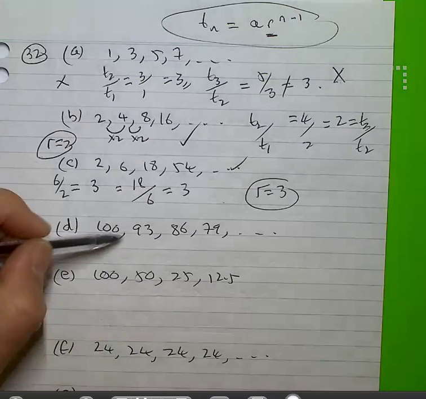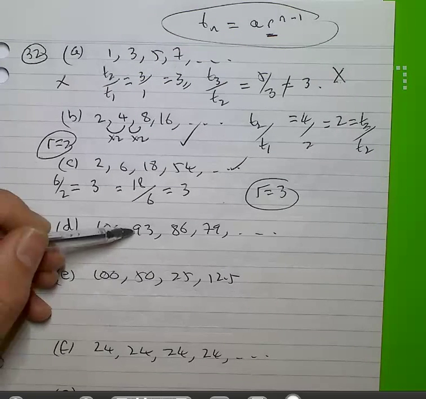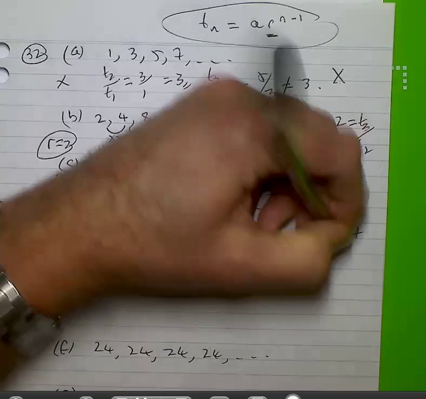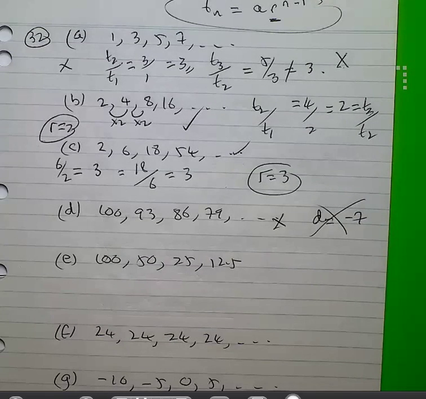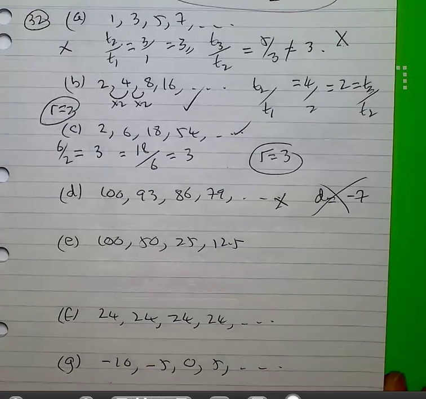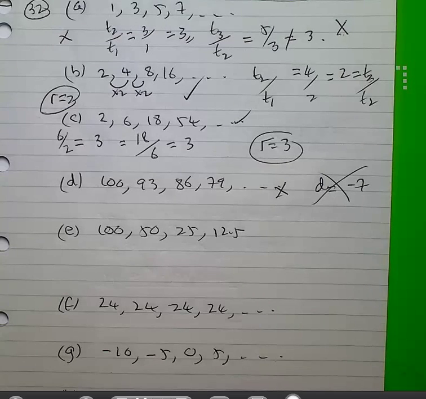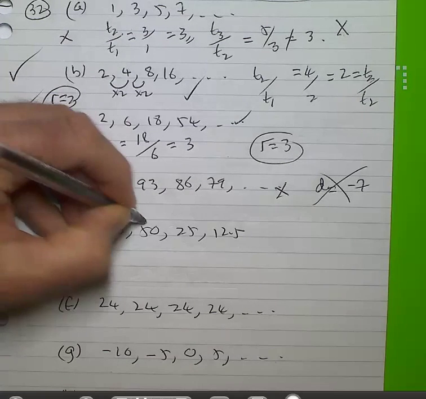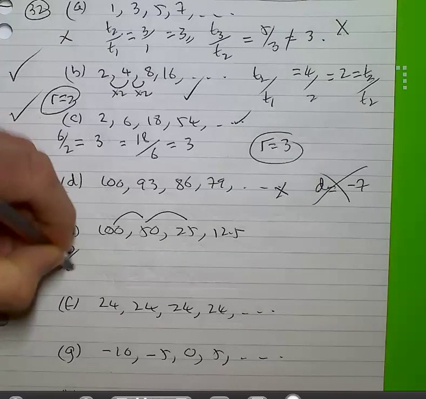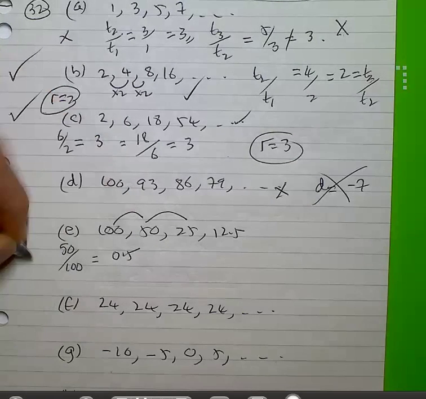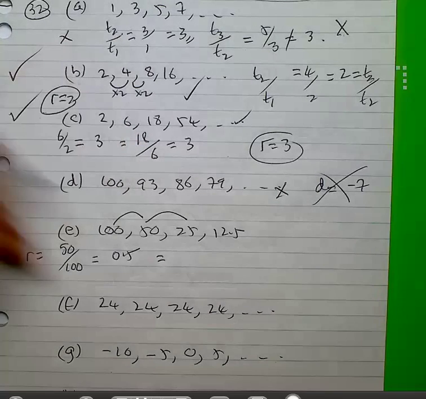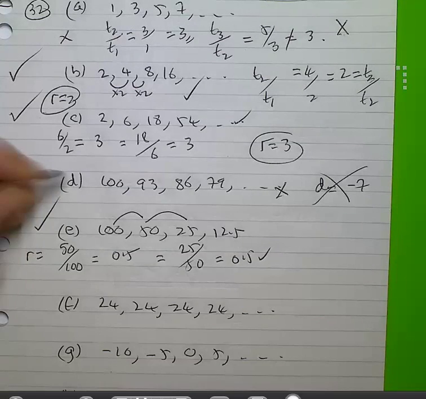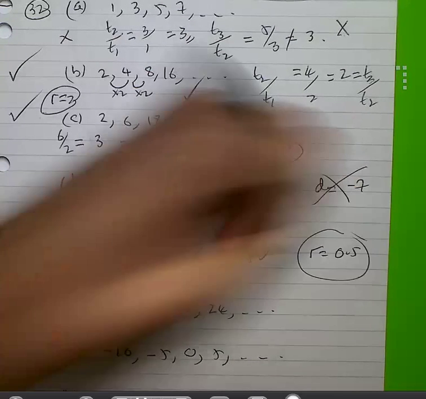Look, in the next one, I won't even bother going through that, because I hope you can see pretty quickly that this is a subtraction. That's actually got a common difference of -7, an arithmetic sequence as opposed to a geometric one. Now, in the case of E, we've got 100 going to 50 going to 25. Now, 50 over 100 is equal to 0.5. And I think we've got a common ratio here, because 25 over 50 is also 0.5. So yes, and a common ratio of 0.5.